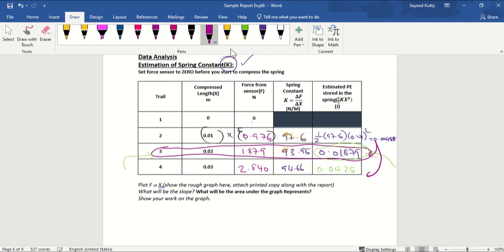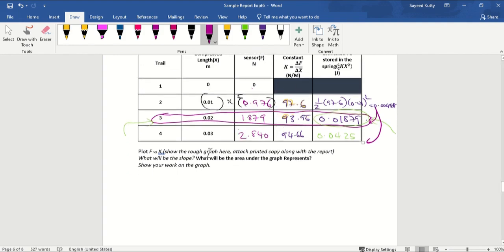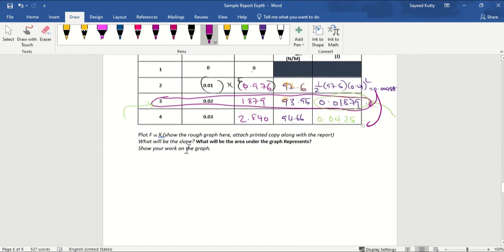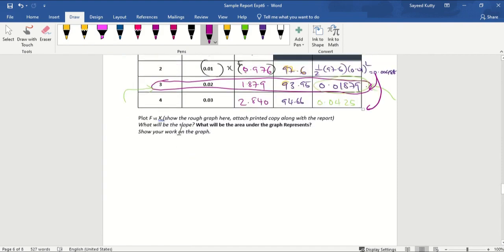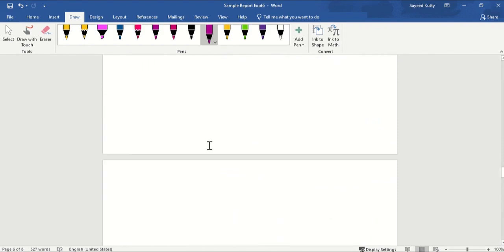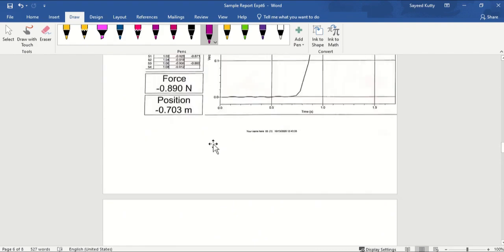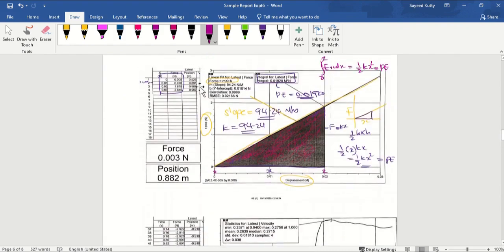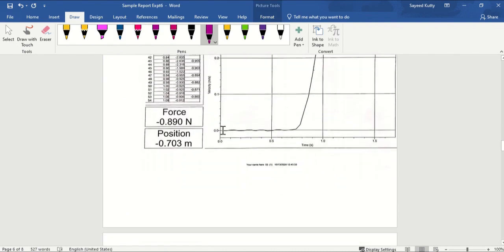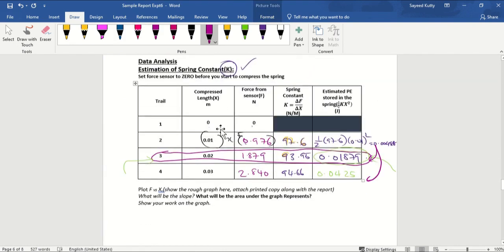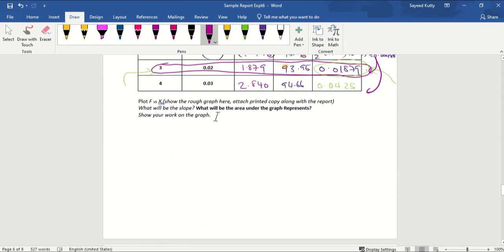So now let us look here. Plot F versus X. Show the rough graph here. Attach a printed copy along with the report. What will be the slope? What will the area under the graph represent? Show your work on the graph. Actually, we already did the graph of F versus X. That is this. So you don't need to do another extra graph. This is the graph we plotted with the help of the computer program, and we are going to attach it here.